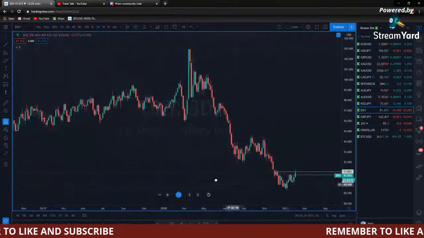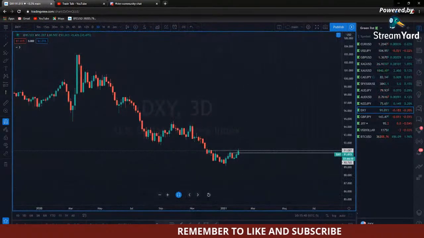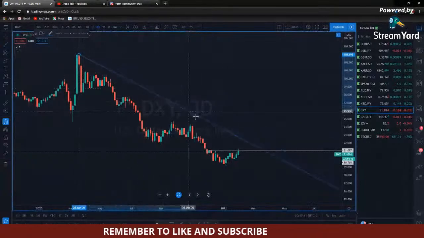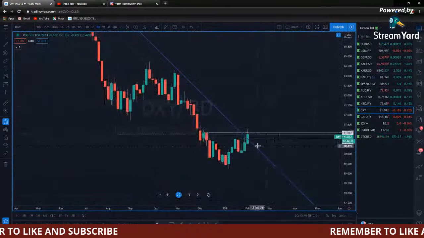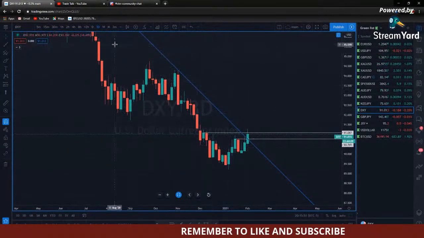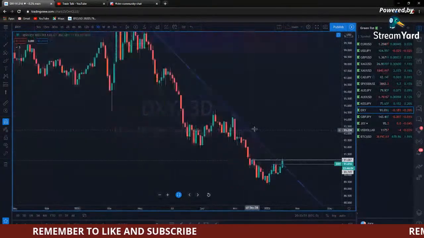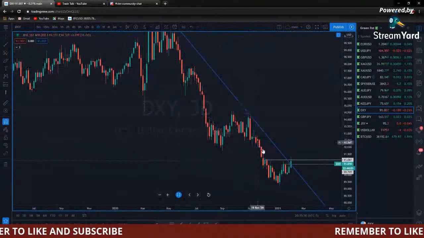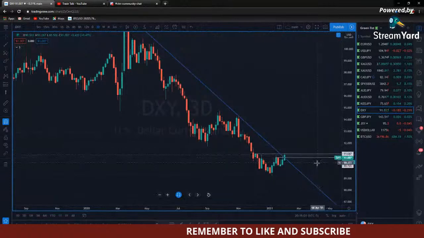All right, so I am not bullish on the dollar index, not yet. But if I throw a trend line up here, you can see that on a 3-day chart, we are currently testing this breakout on this trend line. All right, now that is kind of a steep downtrend trend line, but if you look at price action, it was a pretty steep sell-off. So I am expecting this to bounce out of this area.